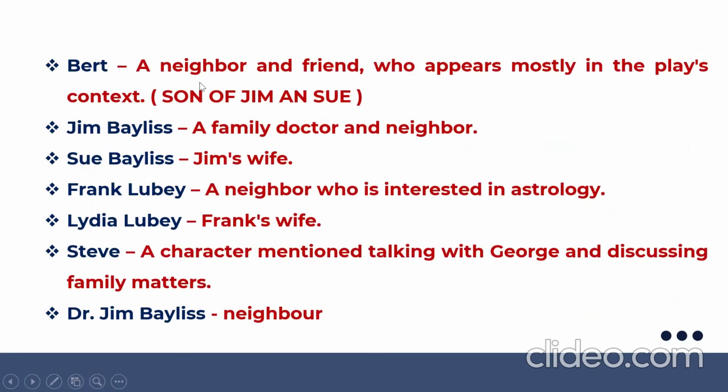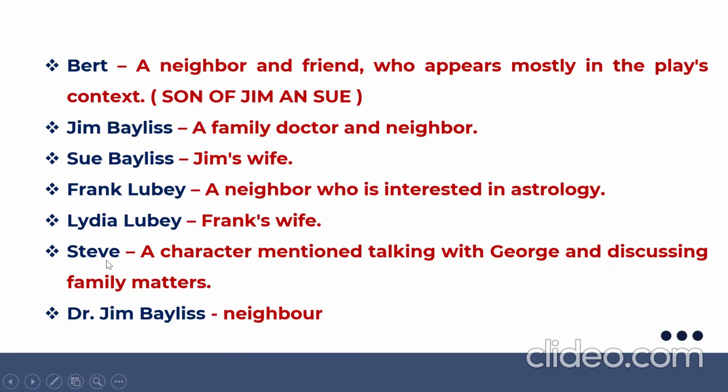Bert, a neighbor who appears mostly in the play's context, maybe son of Jim and Sue. So Jim Bayliss is a doctor. Sue Bayliss, Jim's wife, so husband and wife, they are neighbors. Frank Lubey, also a neighbor, who is interested in astrology. And Lydia Lubey, she's the wife of Frank Lubey. So Jim and Sue, husband and wife. Frank and Lydia, husband and wife. So four are the neighbors.